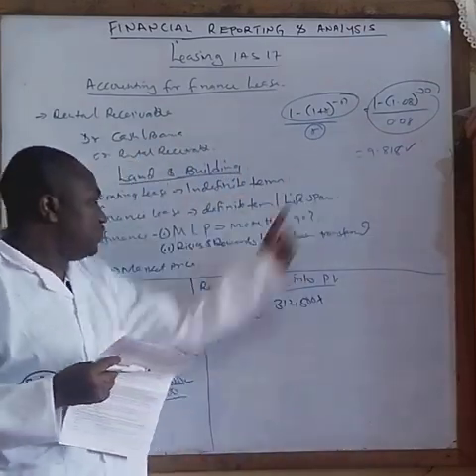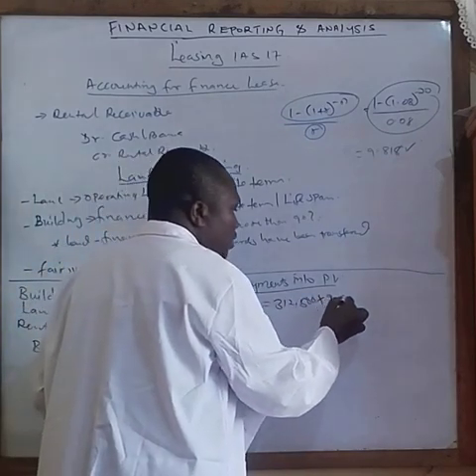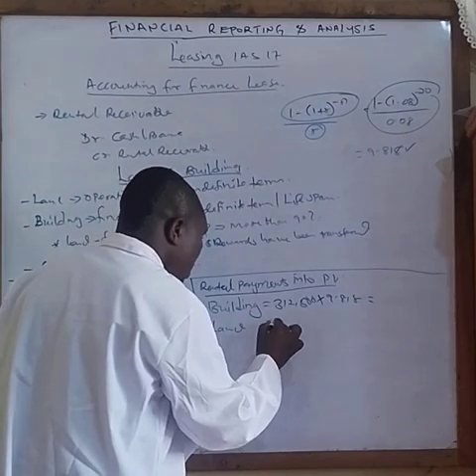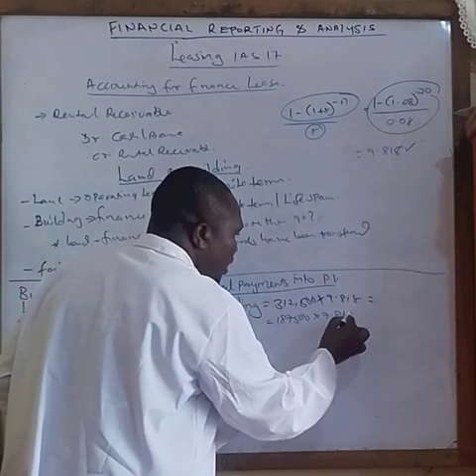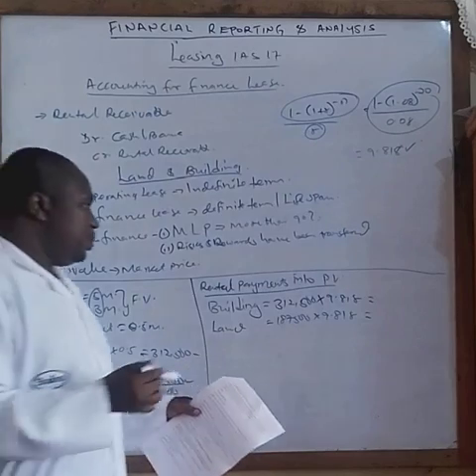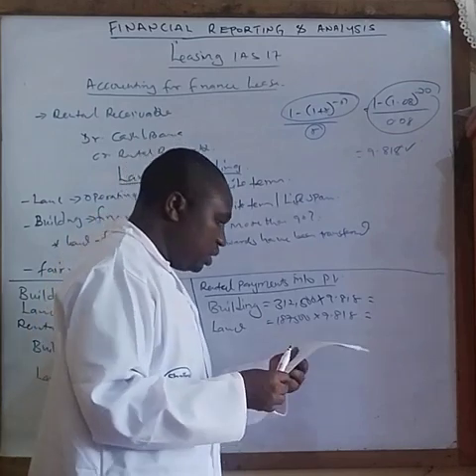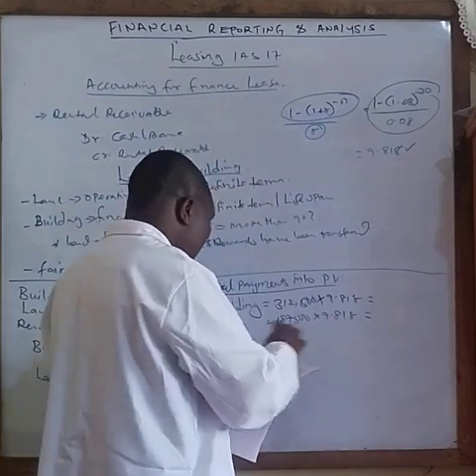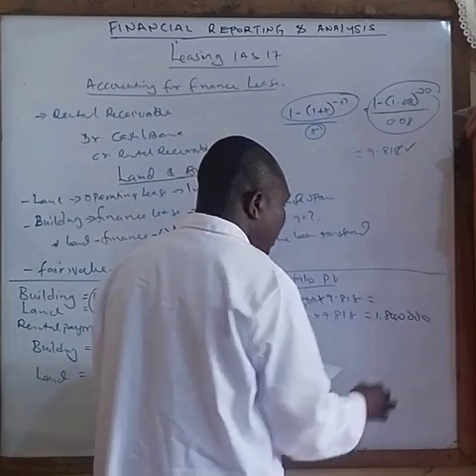Now, with this discounting factor, we need to discount this cash flow. So you multiply by 9.818, you get the figure. For the land, it will be 187,500. You multiply by 9.818, you get the answer. Now, if you use your calculator very well, how much do you get? For the land, you will get 1,840,000. That is for the land.